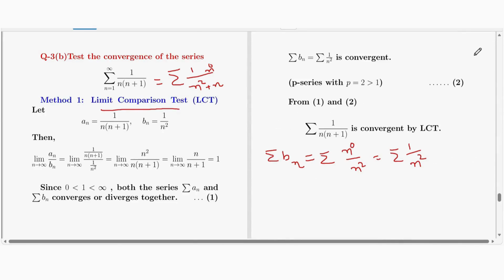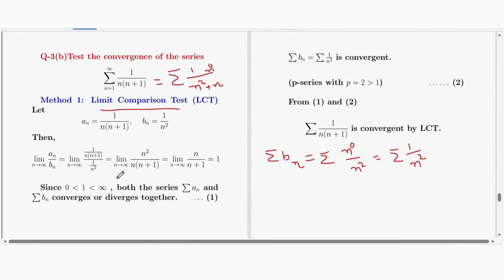So now what is the an? An is 1 upon n plus 1 and bn is 1 upon n square. Now second step, find the limit. Limit n tends to infinity an upon bn is equal to limit n tends to infinity an is 1 upon n plus 1 and bn is what? 1 upon n square. Now simplify this.